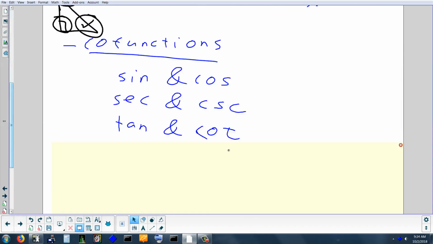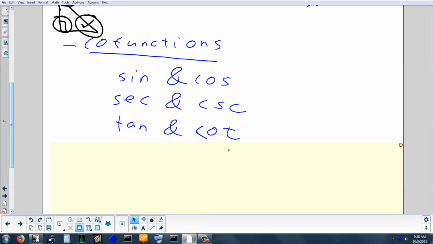Sine, cosine. Secant, cosecant. Tangent, cotangent. Tangent and cotangent happen to be the same. They're cofunctions and they're reciprocals. But the other two are not. So a cofunction is when you just take a trig function, like sine, secant, or tangent, and put the word co in front of it. That's the cofunction.